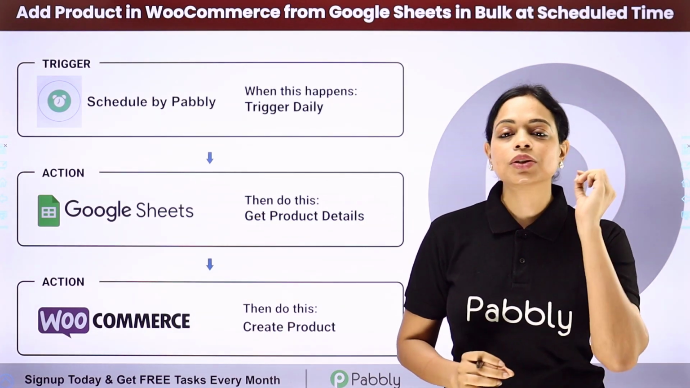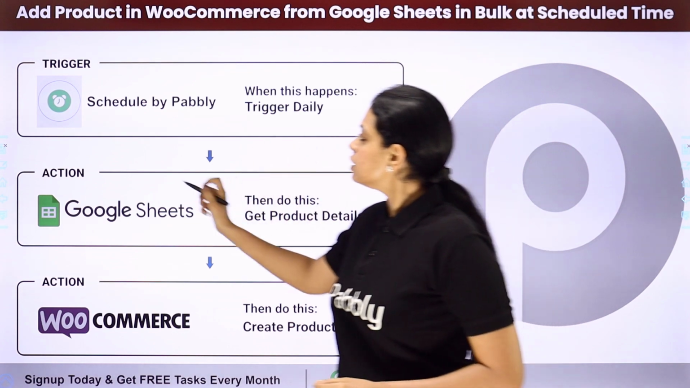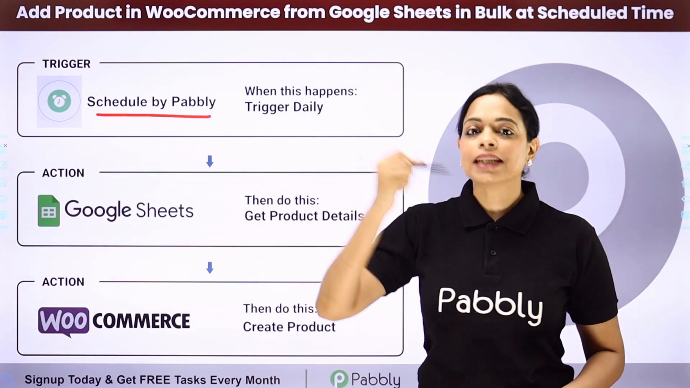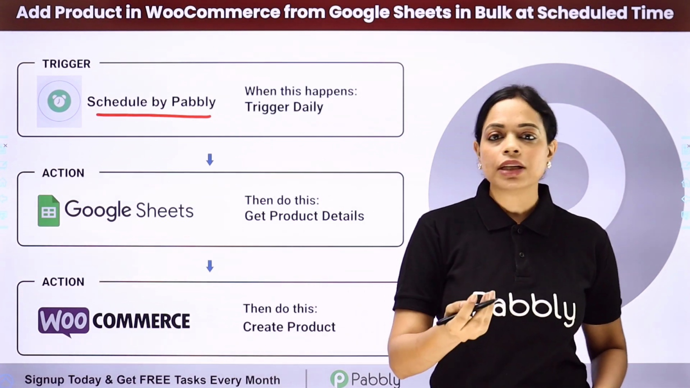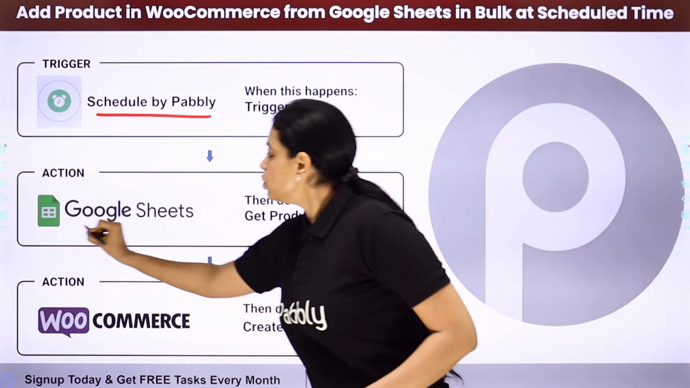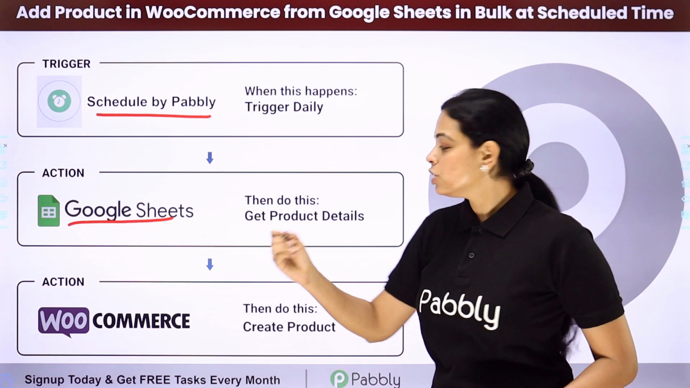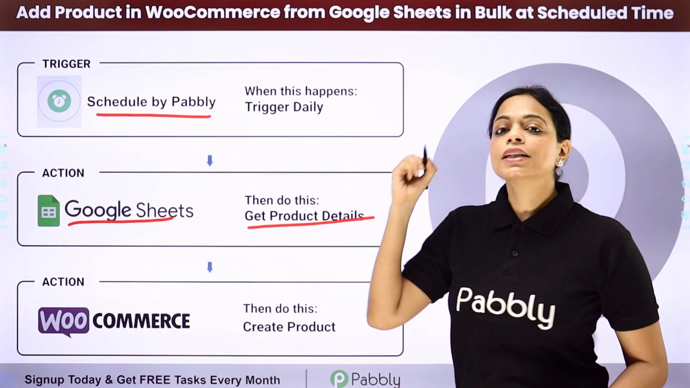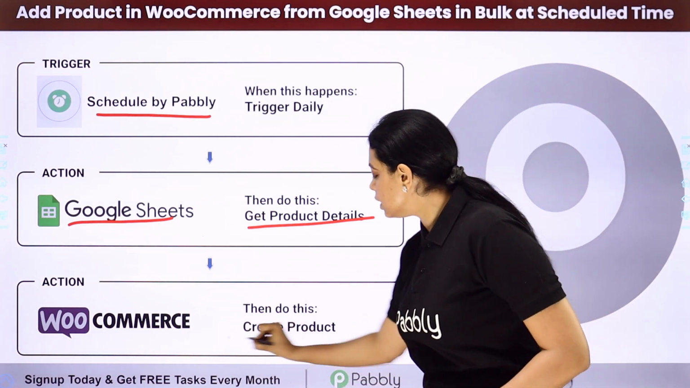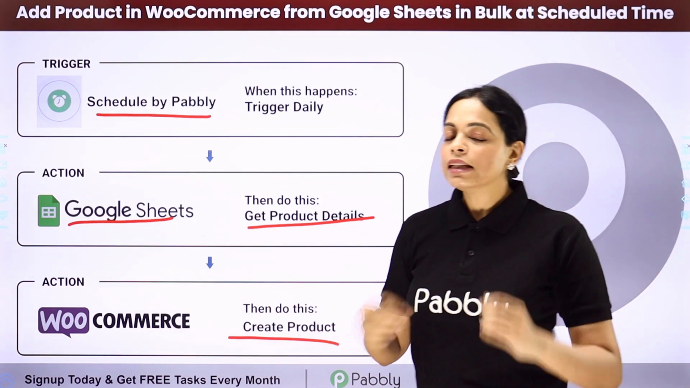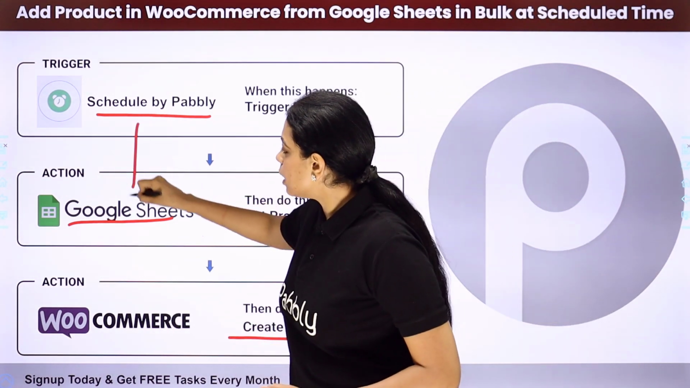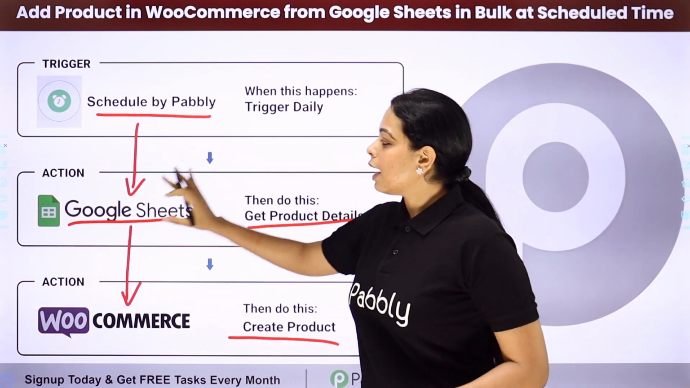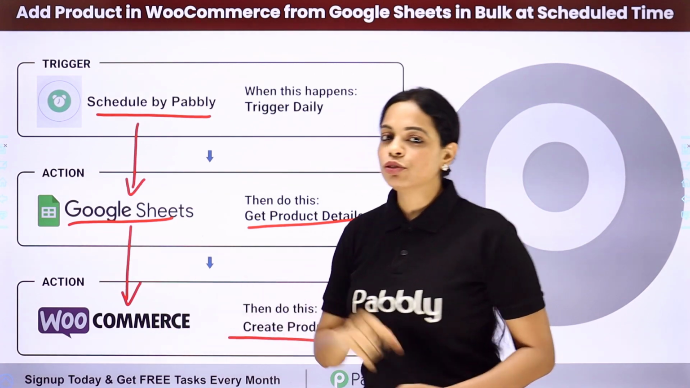For this, I'm going to create a workflow where first I'm going to use a feature by Pabbly which is schedule, so that this workflow can be scheduled every day or every hour. Then here I'm going to use my action application as Google Sheet, where it is first of all going to get all the product details. Then as per the status of the product, it is going to create product in WooCommerce. Now to do this, I'm going to integrate these applications using Pabbly Connect. So trigger will be schedule, action applications will be Google Sheets and WooCommerce.